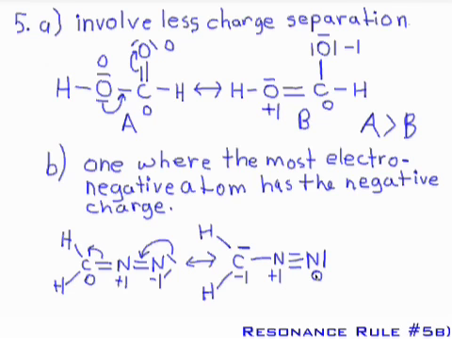When 5a doesn't apply, we then try rule 5b. And we see for rule 5b that we have to find the more electronegative atom, which bears the negative charge. Well, who's more electronegative, nitrogen or carbon? Nitrogen is. So the structure, and I'll call this one C, the structure on the left, which has the negative charge on nitrogen, makes a greater contribution to the resonance hybrid than structure D. C is greater than D for contribution. And because of that, the resonance hybrid looks or behaves most like structure C.